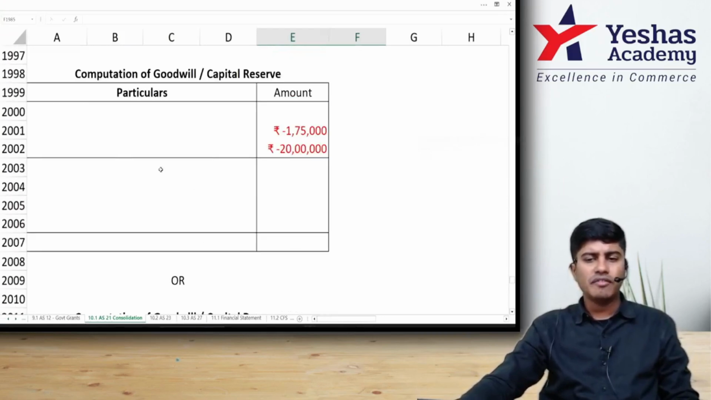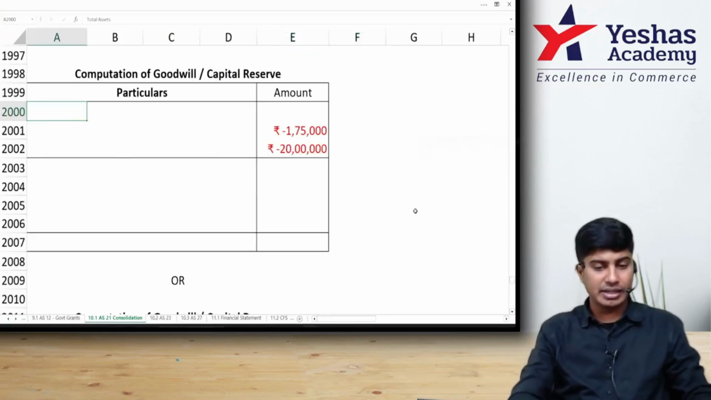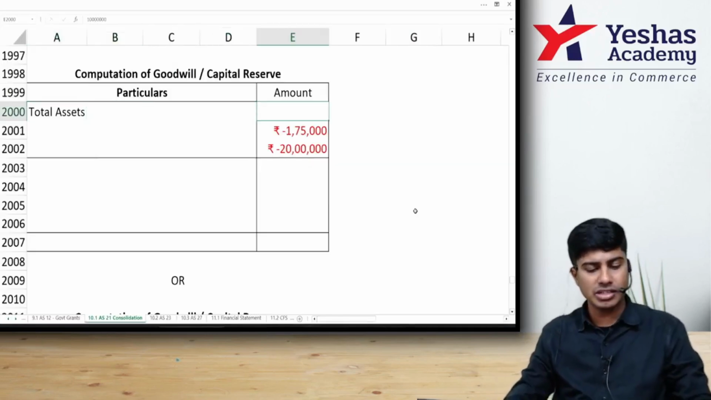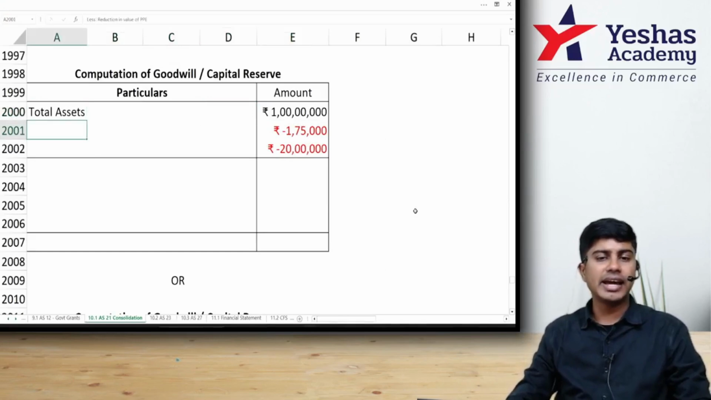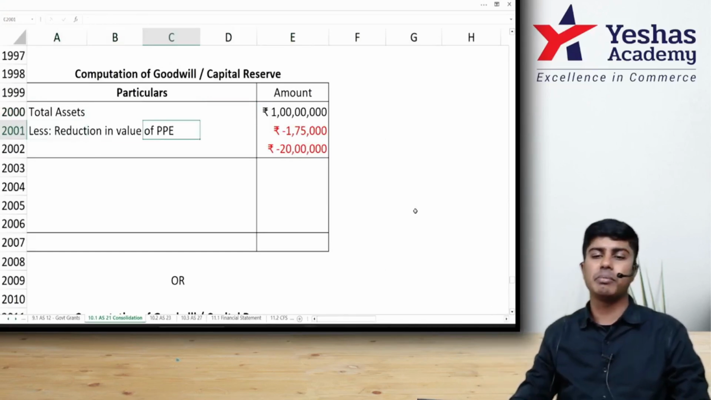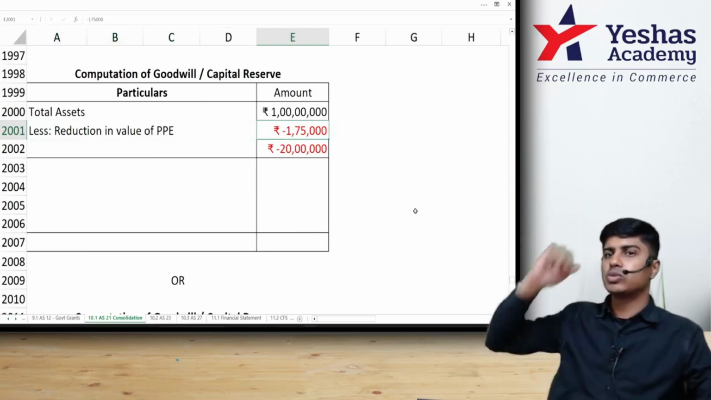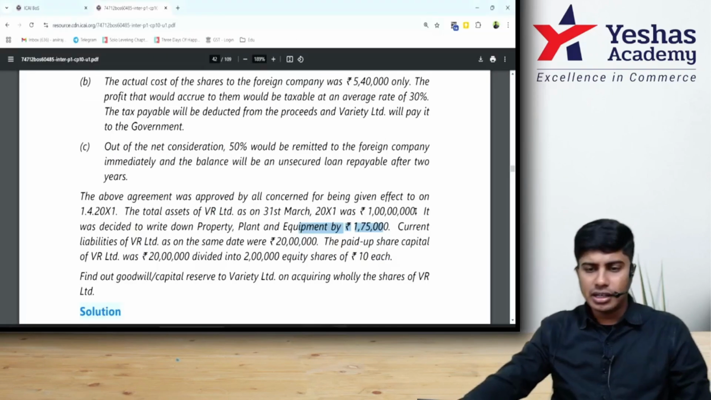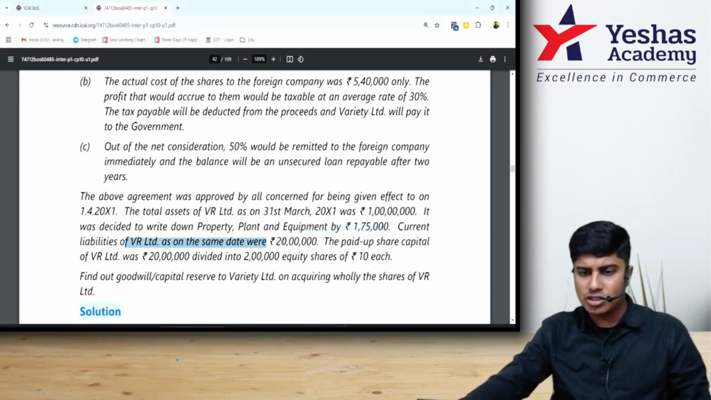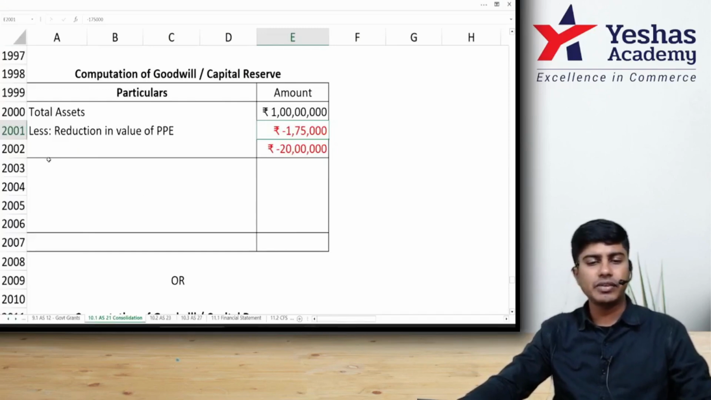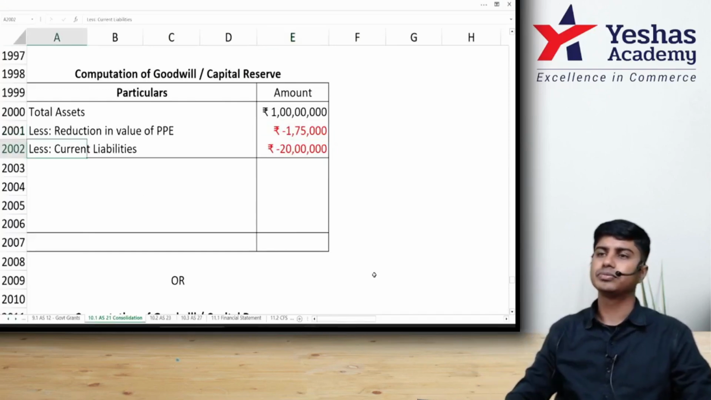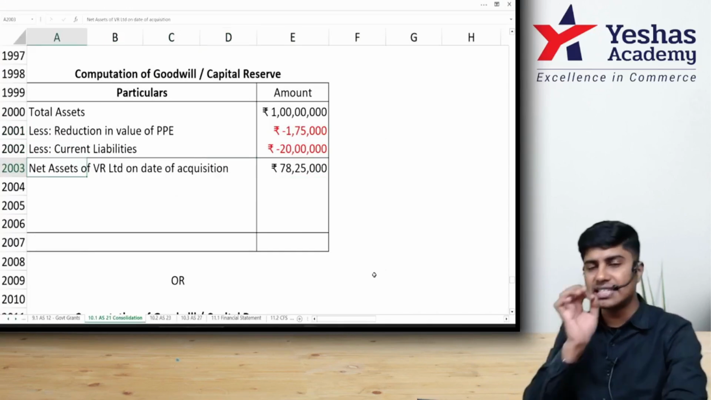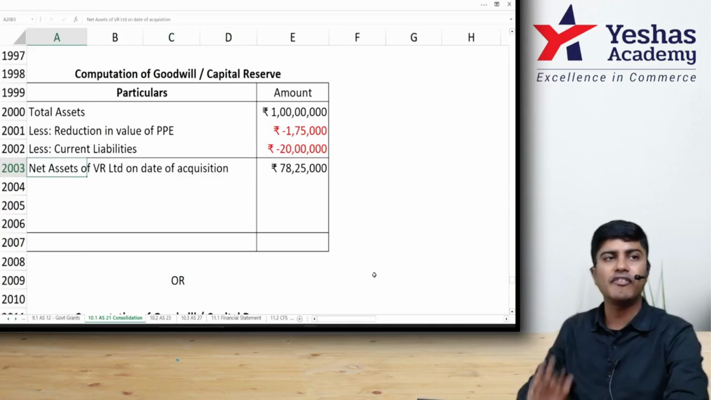So what to do? First, the consideration. The company's net asset value is how much? 1 crore. Can I tell that 1 crore is the value of that company? And they are doing a downward revaluation of PPE by 1,75,000. 1 crore minus 1,75,000 is 98,25,000. Further, the current liabilities of that company are 20 lakh. Deduct that 20 lakh also from the same value. You get 78 lakh 25. 78 lakh 25 is the net asset value of PR Limited on the date of acquisition.